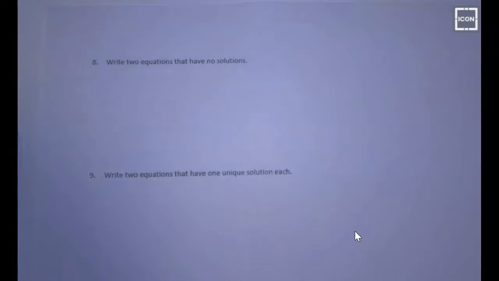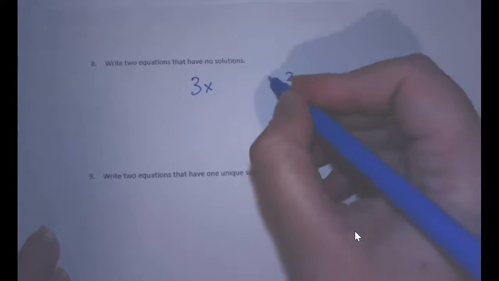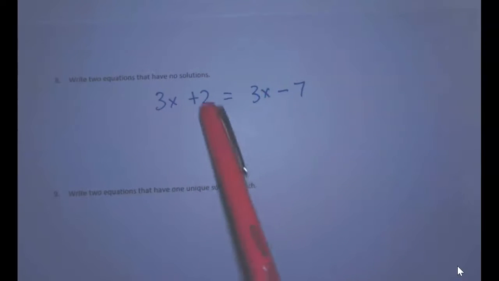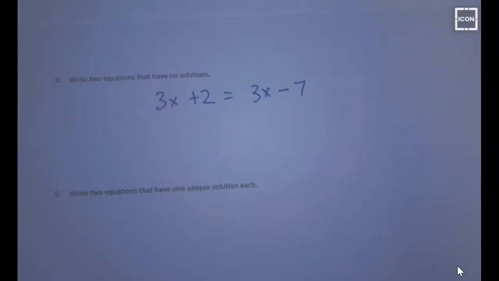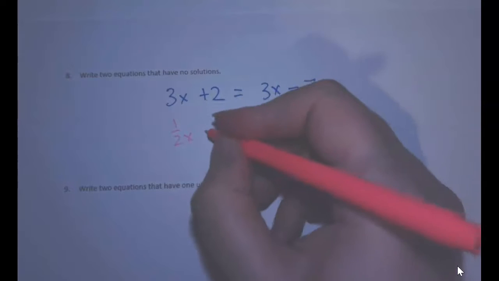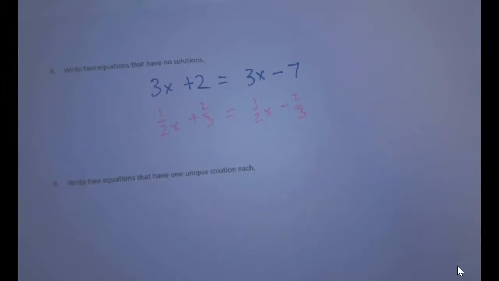We did something similar to this in a different lesson, but here we need to write two equations that have no solution. So to have no solution, they've got the same coefficient and variable with different constants. So as long as they have the same variable and coefficient but different constants, then they would have no solution. I could even have something like 1/2 x if that was the same on each side, and then I could do plus 2/3 minus 2/3, and then these are not going to equal each other, meaning there is no solution.